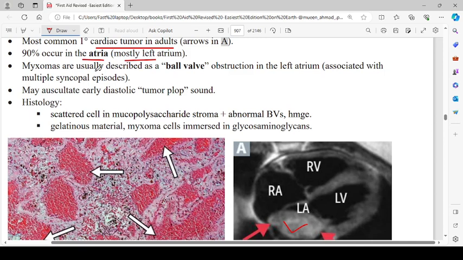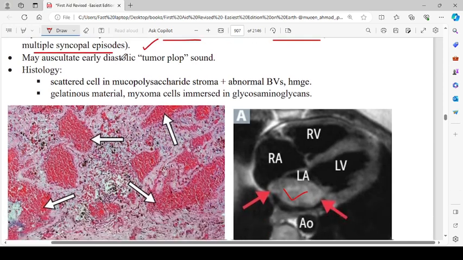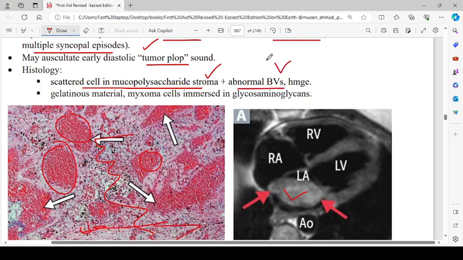Myxomas are usually described as a ball valve obstruction in the left atrium associated with multiple syncopal episodes. May auscultate an early diastolic tumor plop sound. Histology will show scattered cells in the mucopolysaccharide stroma. These are scattered cells, they're not red cells, I'm sorry, these are scattered cells in the mucopolysaccharide stroma. This is the mucopolysaccharide stroma, and these are islands of cells with abnormal BV.